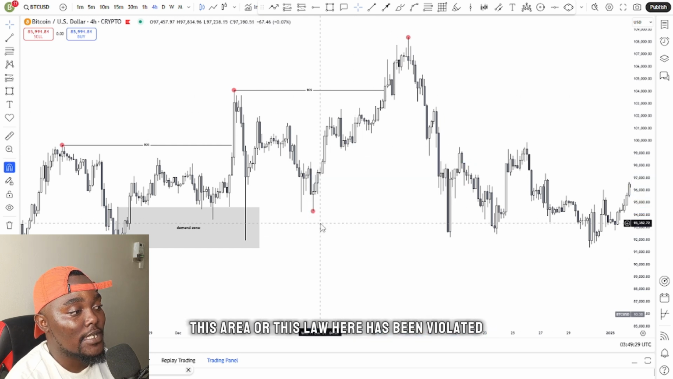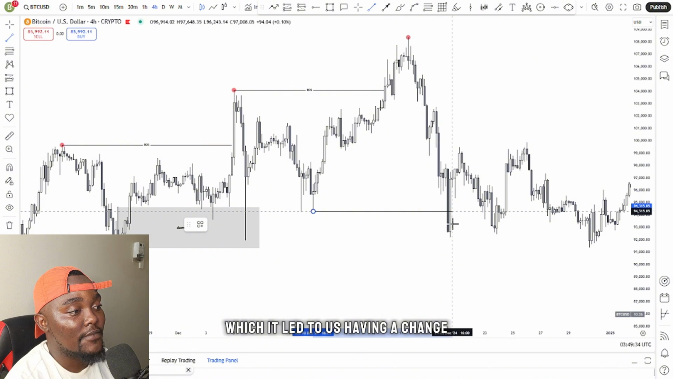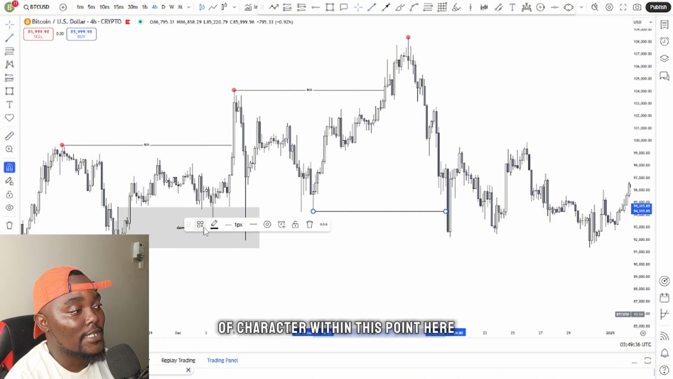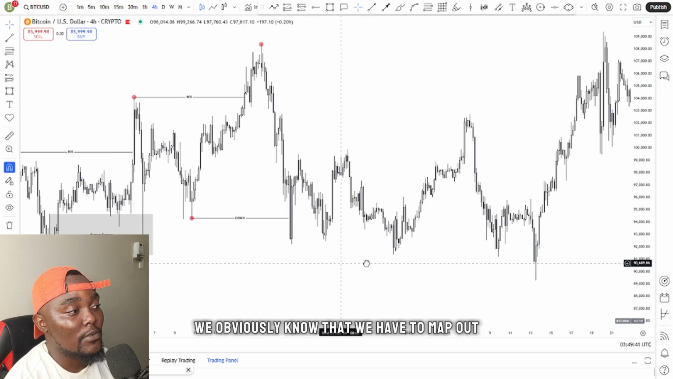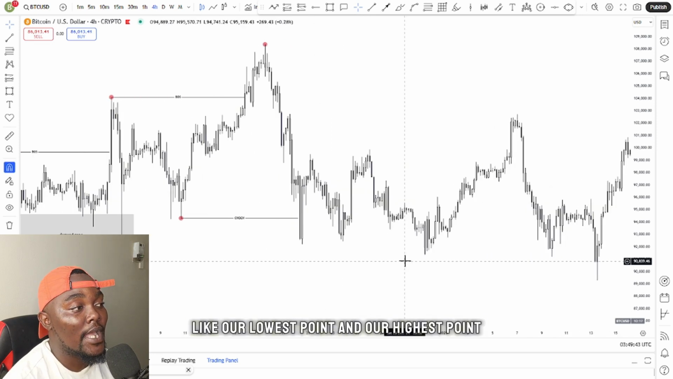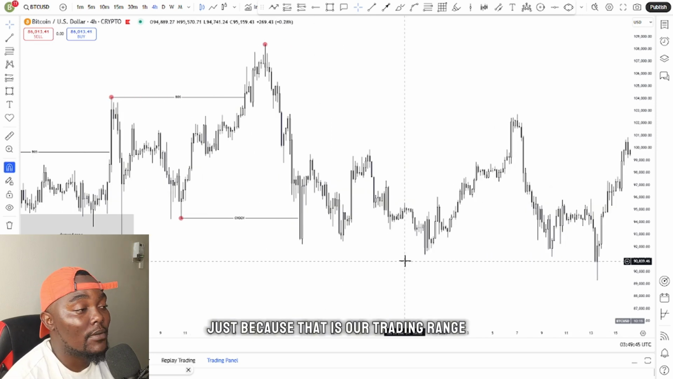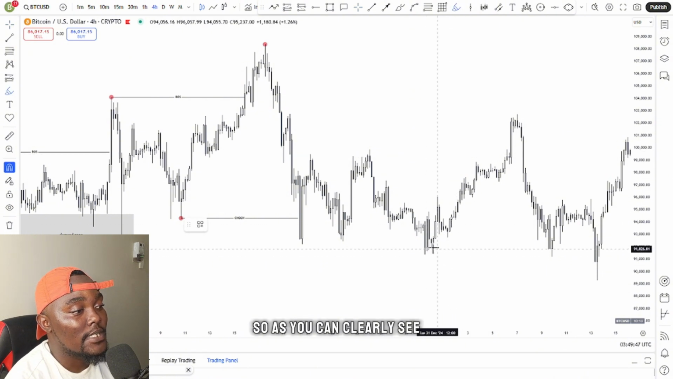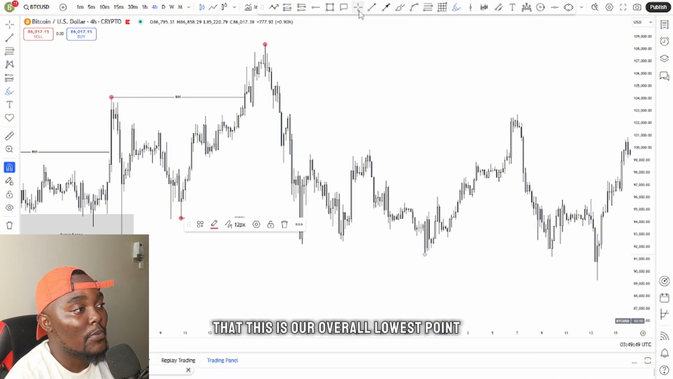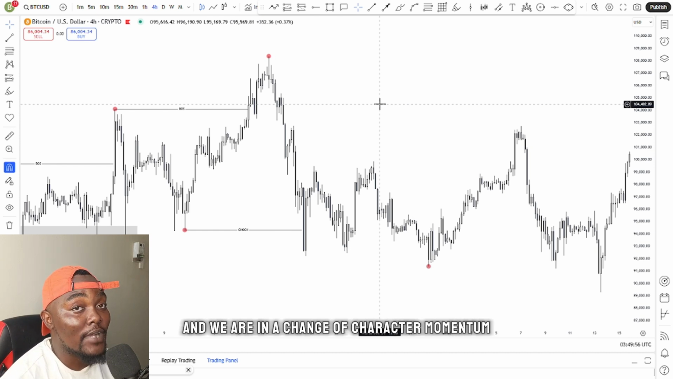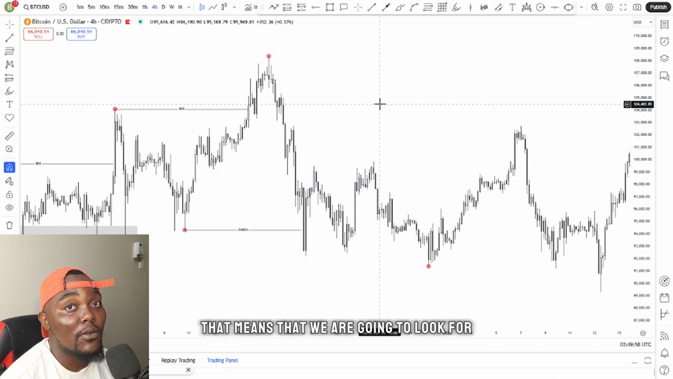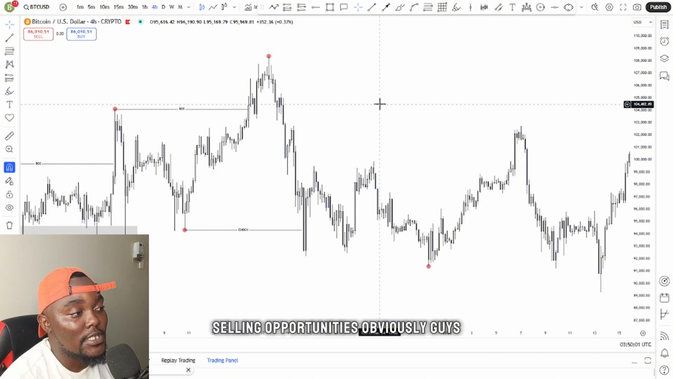As you can see here, this low has been violated, which led to us having a change of character within this point. After having that change of character, we obviously know that we have to map out our lowest point and our highest point, just because that is our trading range. This is our overall lowest point and this is our highest point. It means that we have a trading range going on, and we are in a change of character momentum. That means we are going to look for selling opportunities, obviously, guys.